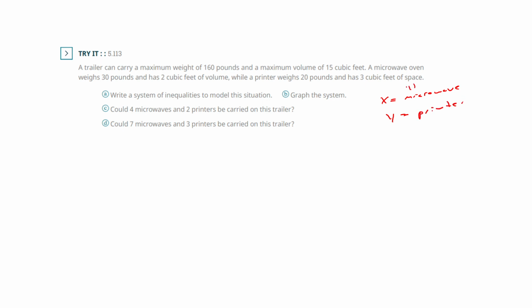Okay, so this is number of microwaves and number of printers. So this one's a little different. We've got 30 pounds for every microwave, and 20 pounds for every printer. And we need the maximum weight. So we can go up to 160, but we can't go any farther.